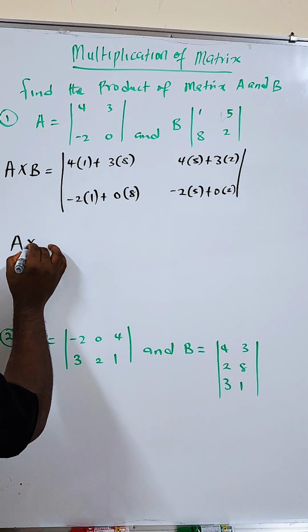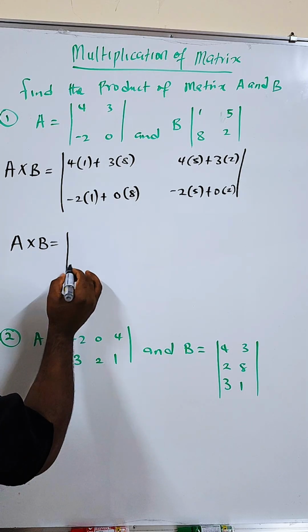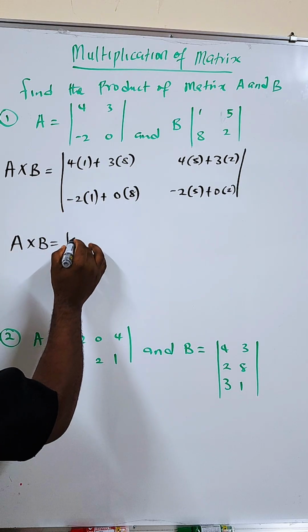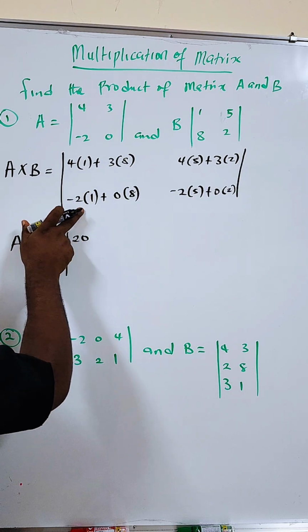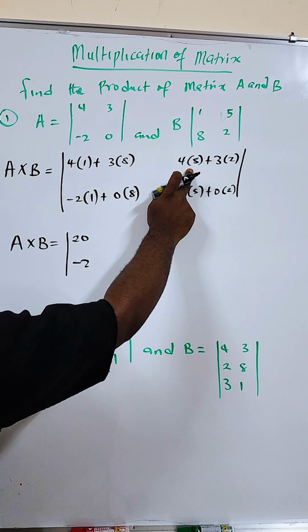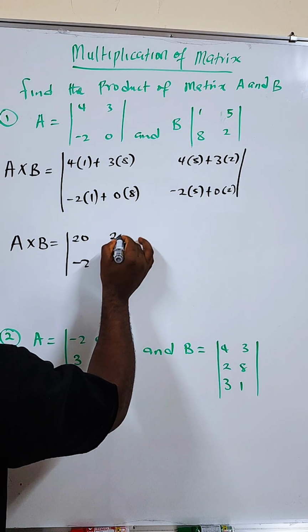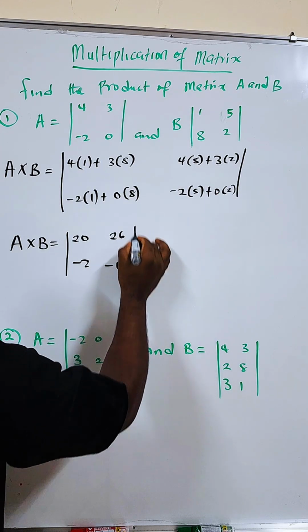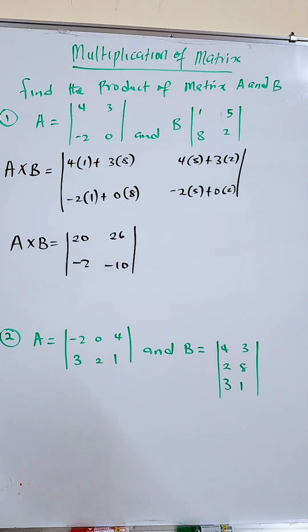So now the product of A and B is going to be: we have 4 here, we have 16, so this is going to give us 20. Then we have negative 2 plus 0, which gives us negative 2. Then we have 20 plus 6, which gives us 26. Then we have negative 10 plus 0, which gives us negative 10. And that is the product of these two matrices.